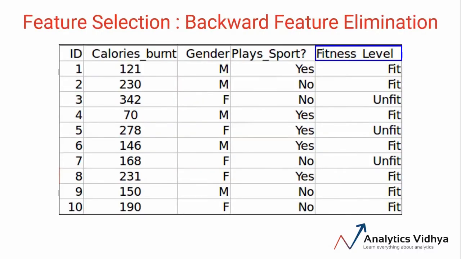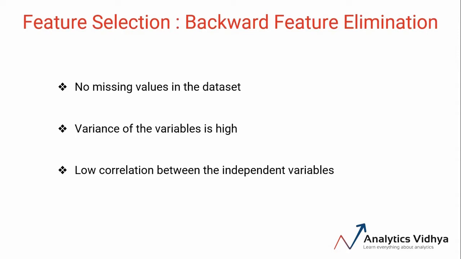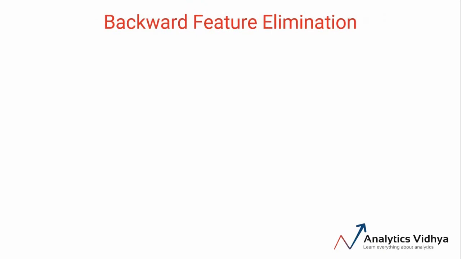Let's say we have the same problem statement where we want to predict the fitness level based on the given features. Let's assume we don't have any missing values in the data set. Also, the variance of all the variables is high and the correlation between the independent variables is low. These are our assumptions. So, there is one more technique called backward feature elimination that we can use to select the important features from the dataset.